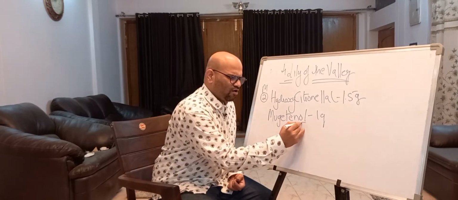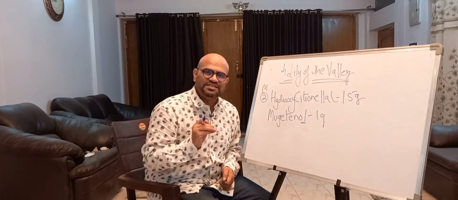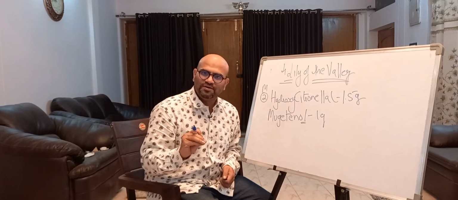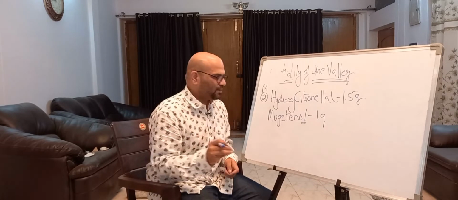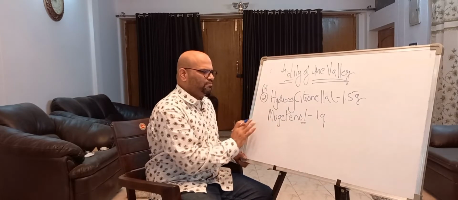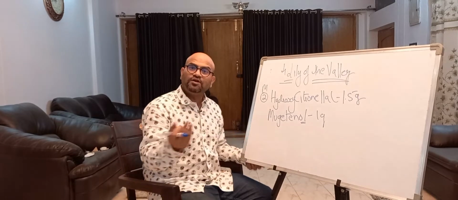Muguetanol is an alcohol easily available in the market. You just have to look for the materials. If you look for it, you will find a good shop. But you have to look for it. Okay. So M1 was hydroxycitronellal and farnesol. M2 was hydroxycitronellal, muguetanol. Now what about M3?